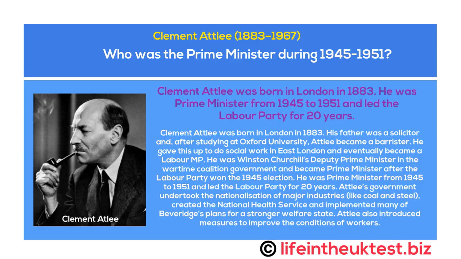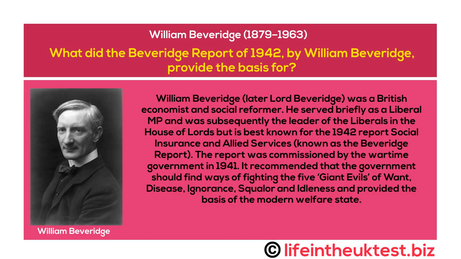Clement Attlee was Winston Churchill's Deputy Prime Minister in the wartime coalition government and became Prime Minister after the Labour Party won the 1945 election. He was Prime Minister from 1945 to 1951 and led the Labour Party for 20 years. William Beveridge, later Lord Beveridge, was a British economist and social reformer. His report recommended that the government should find ways of fighting the 5 giant evils of want, disease, ignorance, squalor and idleness and provided the basis of the modern welfare state.